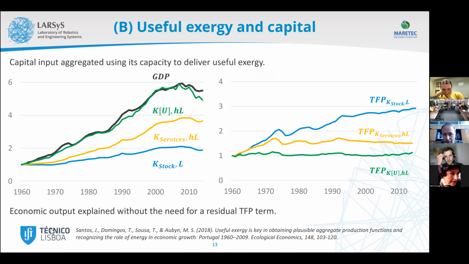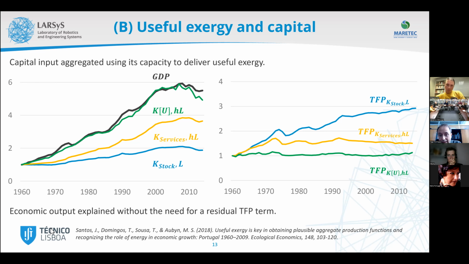And coming back to the graph, this explains what you see here. In the yellow line, we are capturing the delivery of services by capital using monetary measures, and we fail to capture the full value. In the green line, we are capturing the services of capital based on a physical measure of what they are delivering in terms of useful exergy, and we are fully capable of capturing the output. And so we have our second evidence for the extremely strong explanatory power of useful exergy in terms of understanding economic growth.